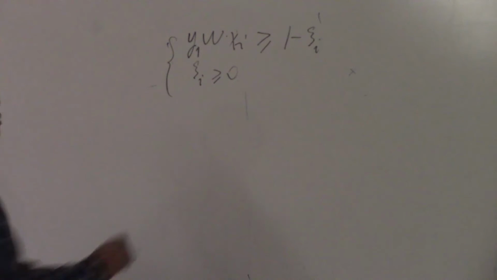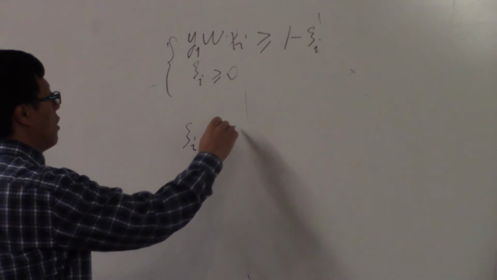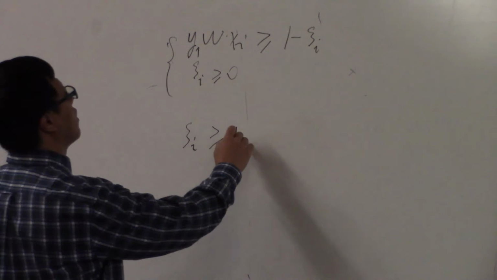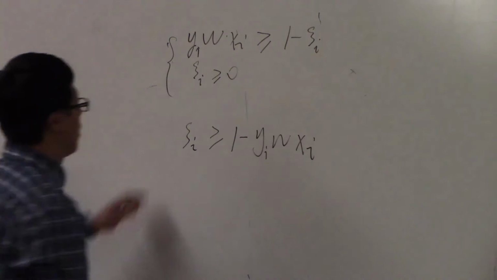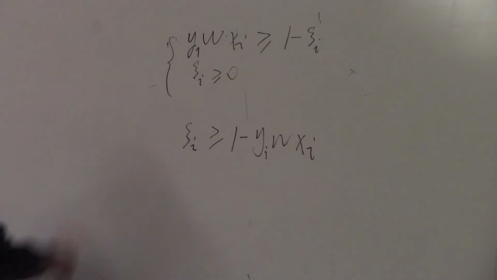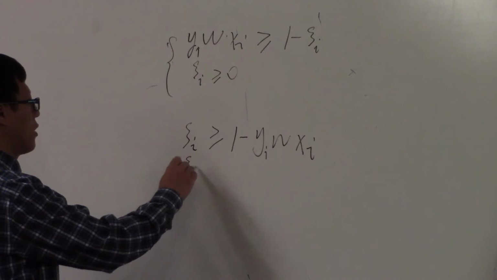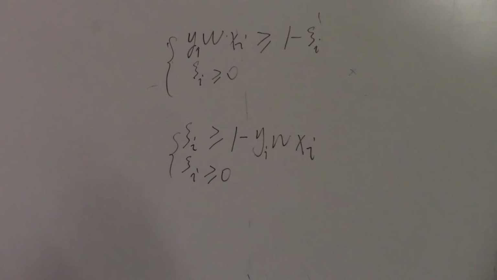So the first one can be rewritten just by rearranging the terms. It's c_i bigger than 1 minus y_i w x_i. So I didn't do anything except rearranging the terms. This is the equivalent. And I still have the second one. So I can go from here to here.